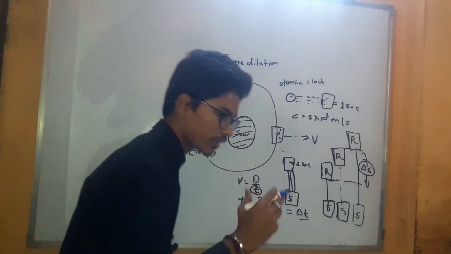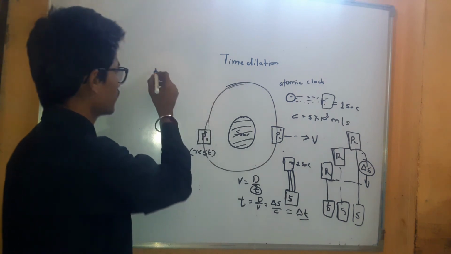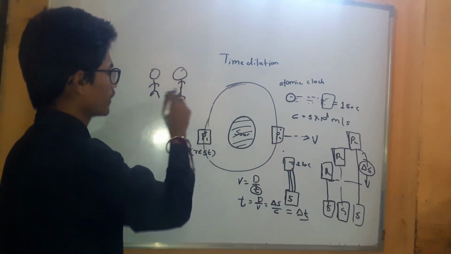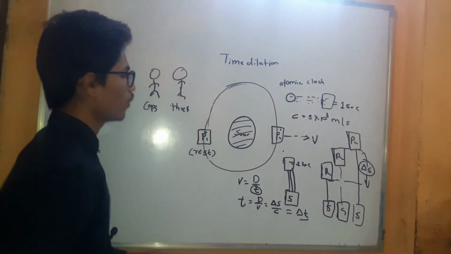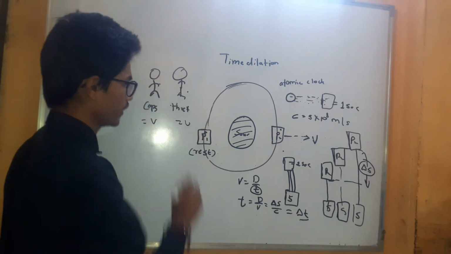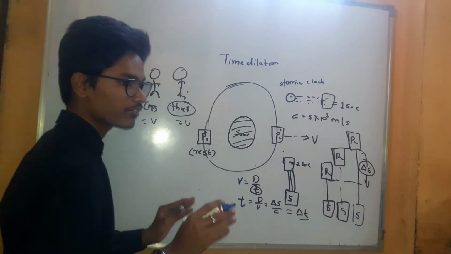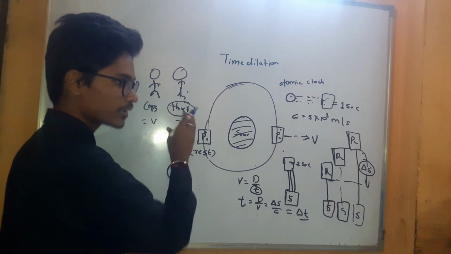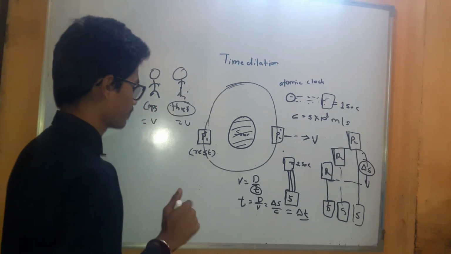Now another thing: if the policeman is here and the thief is here, when the policeman and the thief move with the same velocity, the policeman never catches the thief, because the velocity of the policeman and the velocity of the thief are the same forever. That's why the policeman never catches the thief at any time.